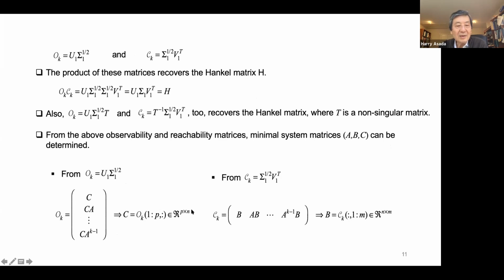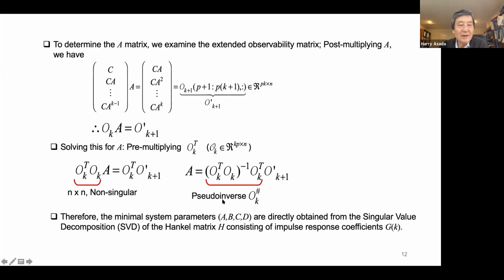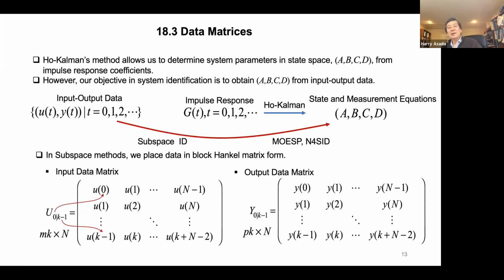Once you get the observability and controllability matrices, you can chop the first block to determine C, and chop the first block here to determine B, and then A can be determined the same way using this. So the point is how you get that Henkel matrix and then take the singular value decomposition. That's starting with the impulse response. Given the impulse response, ABCD can be obtained.